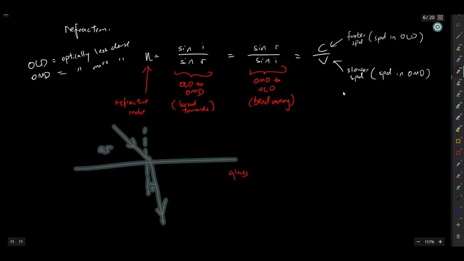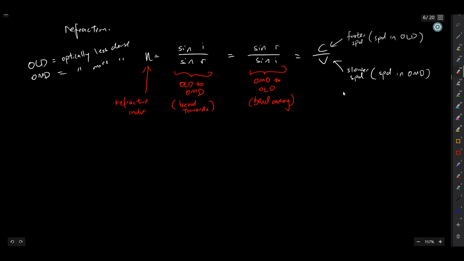Joe, what's the definition for n? It's a ratio. It is the ratio of the speed of light when it goes from a less dense medium to a more dense medium. Basically, this is the definition using the formula c over v.